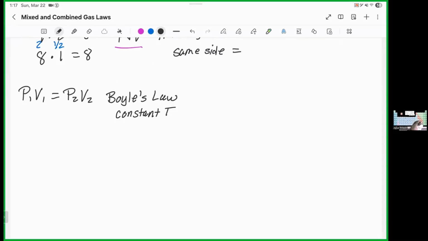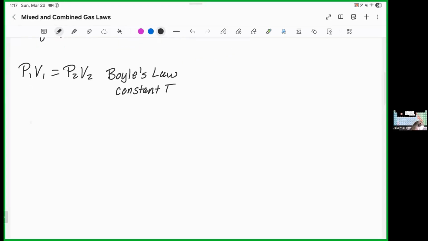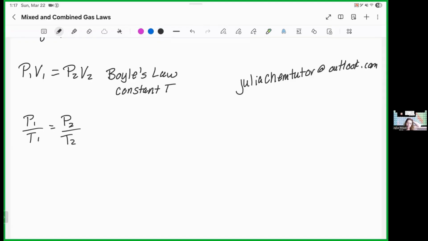Okay, so another one of our individual gas laws is if we are looking at pressure and temperature together. I'm not going to go into the math of where these come from. I'm not going to do all of the algebra showing where these individual laws come from. If you want to know that, schedule an appointment with me at Julia Kim Tutor at Outlook. Email me and we can set up an appointment if you want to talk more about where those equations come from. I'm not going to go into that in this video.